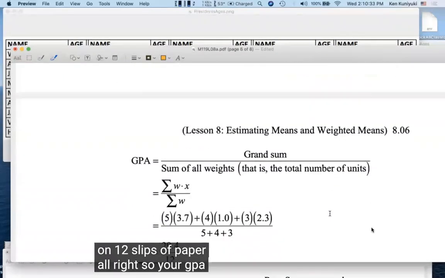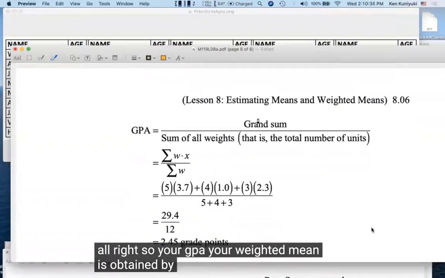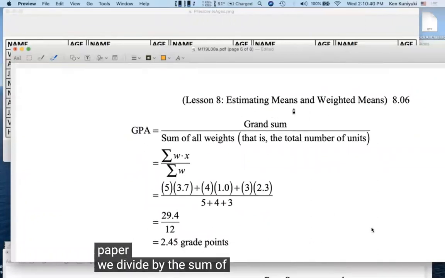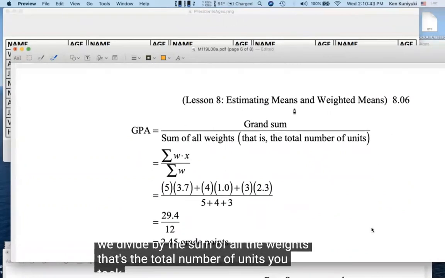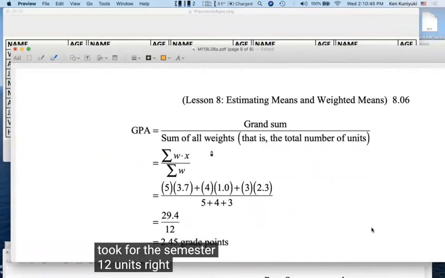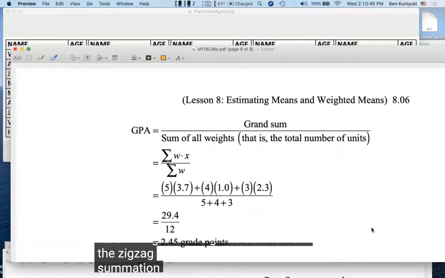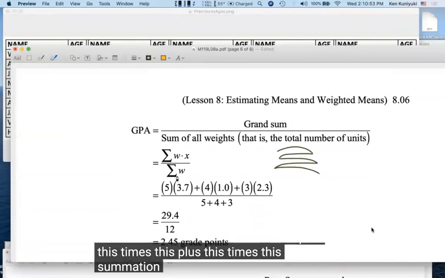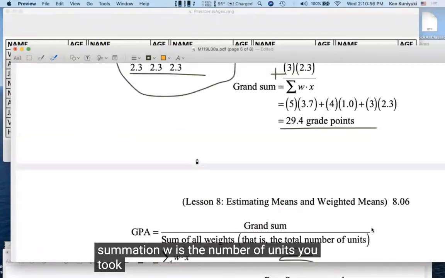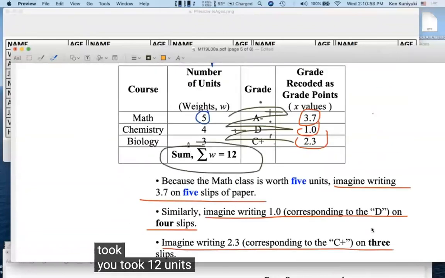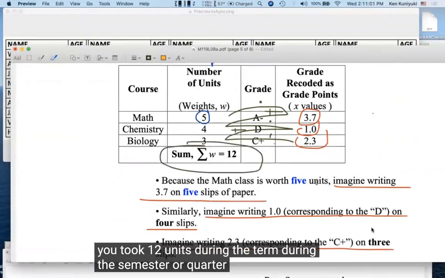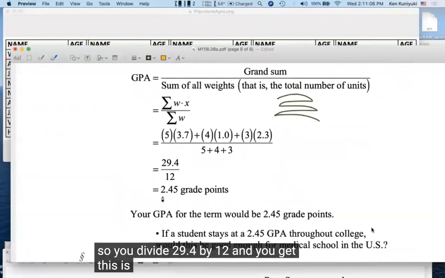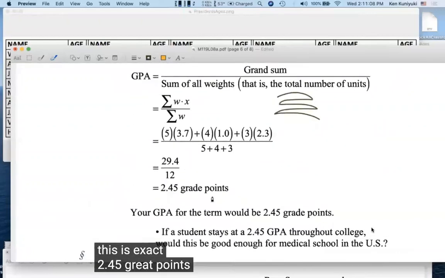So your GPA, your weighted mean, is obtained by taking the grand sum, all those numbers on all those slips of paper, and dividing by the sum of all the weights. That's the total number of units you took for the semester, 12 units. So the grand sum is from the zigzag, summation W times X. Summation W is the number of units you took. You took 12 units during the term, during the semester or quarter. So you divide 29.4 by 12 and you get, this is exact, 2.45 grade points.